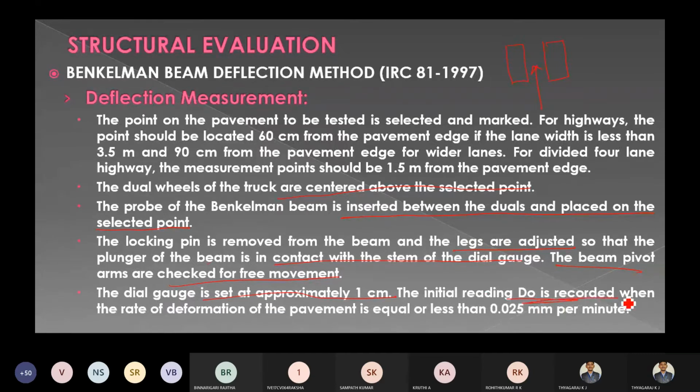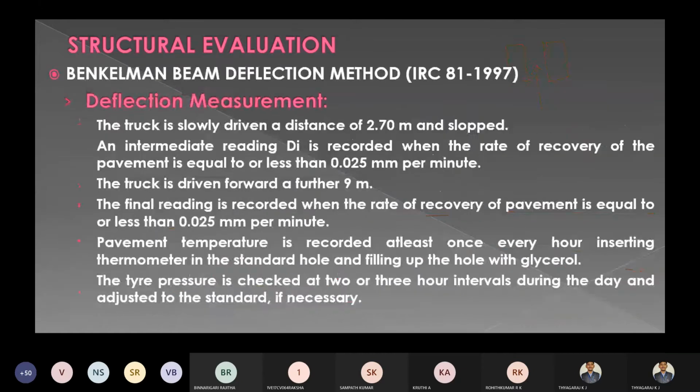So the D0 is recorded. At the initial stage, you are going to record the D0. If the rate of deformation is less than 0.2 mm, you are going to record the D0 value. If it is greater than that, you are going to add corrections. Then the truck is slowly driven a distance of 2.7 meter and stopped. Okay, we are going to take the truck from the initial point 2.7 meter and stop, and the intermediate reading DI is recorded.